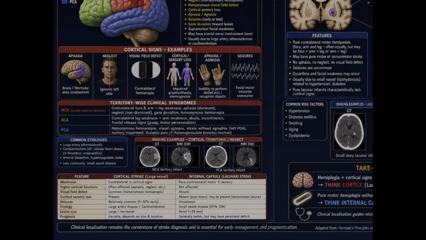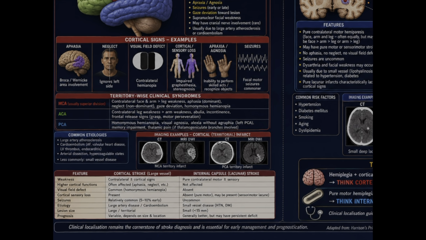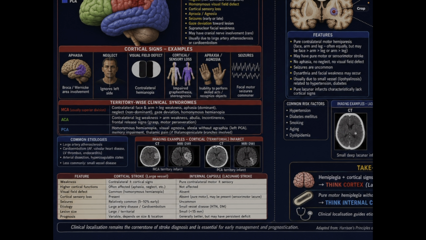In cortical stroke, weakness and cortical signs are there. In an internal capsule stroke, it is pure contralateral motor with or without sensory loss. Higher cortical functions are affected in cortical stroke: aphasia, neglect, homonymous hemianopia will be there, and seizures are uncommon. Etiology is large artery disease or cardioembolism. Internal capsule stroke is due to small vessel disease because of hypertension and diabetes mellitus.